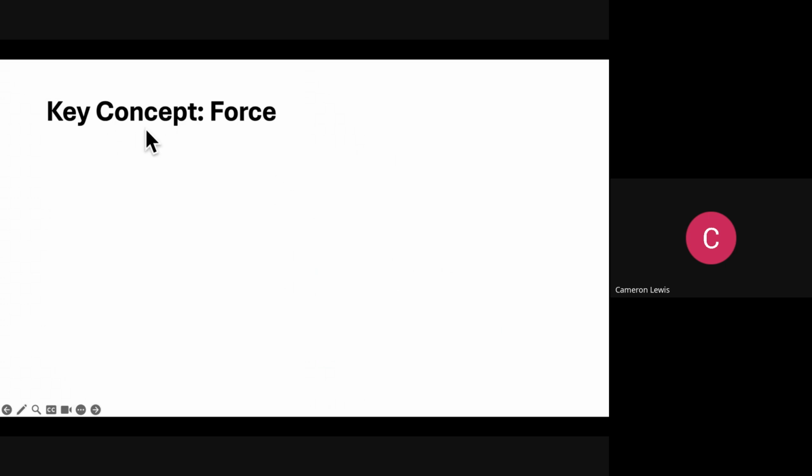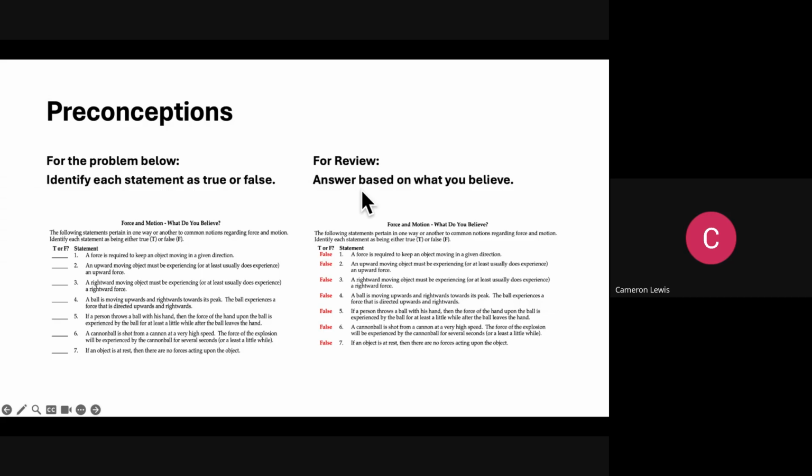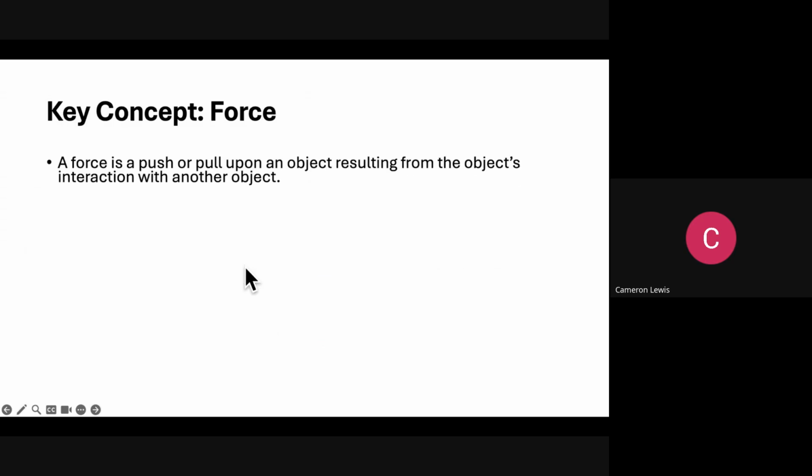So now, if you looked ahead, we just started talking about forces, right? But what is a force? A force is a push or a pull upon an object resulting from the object's interaction with another object, right? Now, when we talk about forces, force is a vector quantity, so it has a magnitude and direction.